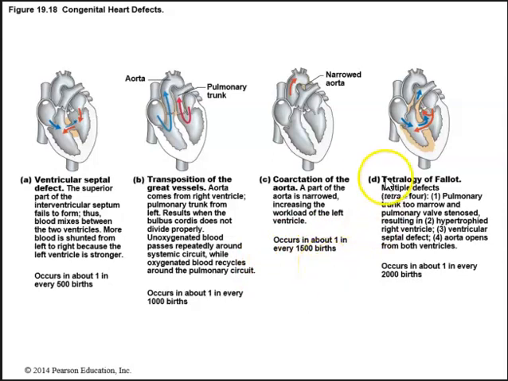Now, tetralogy of Fallot. Tetra means four, meaning there are four conditions that have to be present in order for this congenital heart defect to be present. The first one is pulmonary stenosis. The pulmonary trunk is too narrow and the pulmonary valve is stenosed, which will then result in hypertrophy of the right ventricle, so an enlargement of the right ventricle. Also, there has to be a ventricular septal defect, so a hole in the interventricular septum. And finally, the aorta will open from both ventricles. So those four events are present in tetralogy of Fallot, and this occurs in about 1 in every 2,000 births.